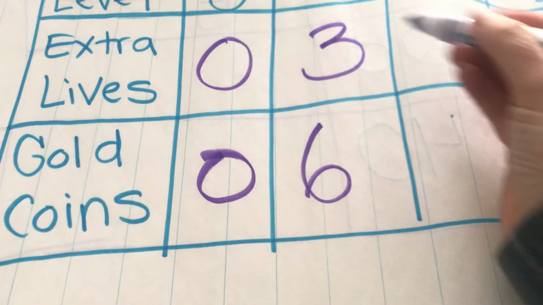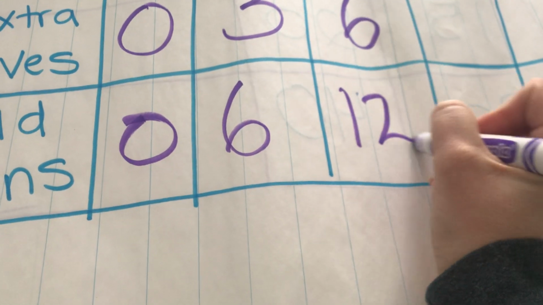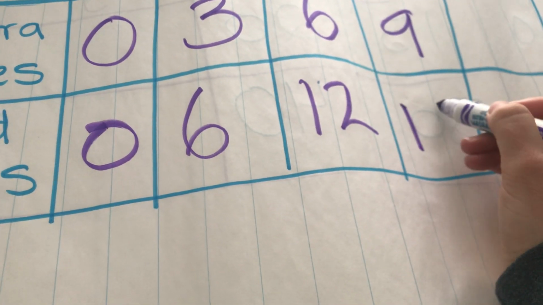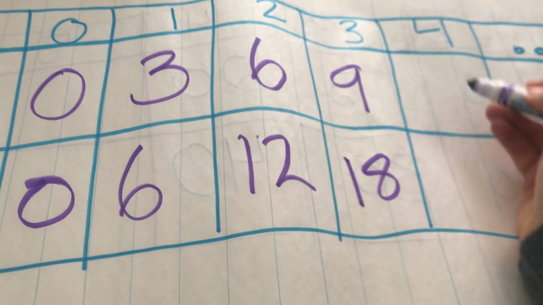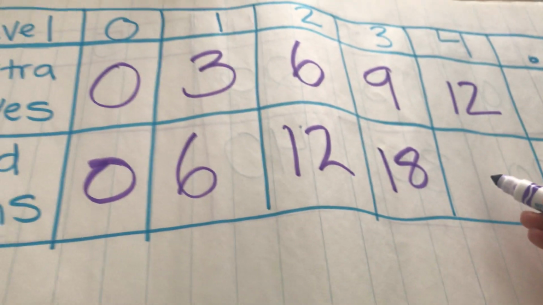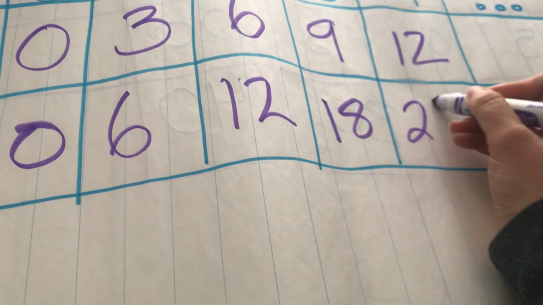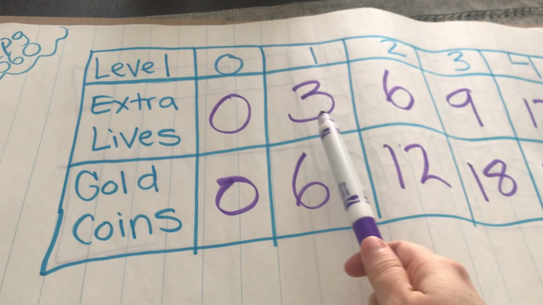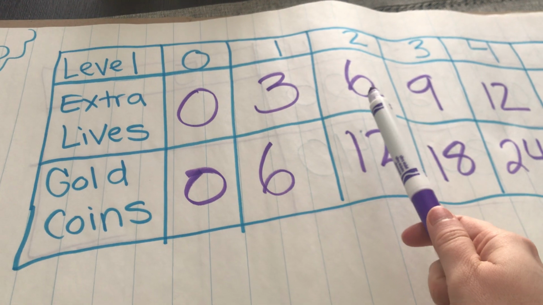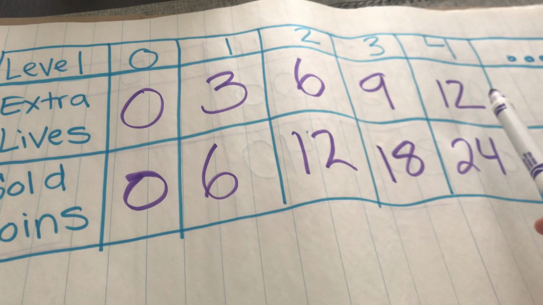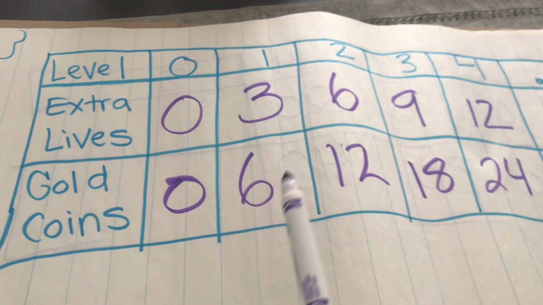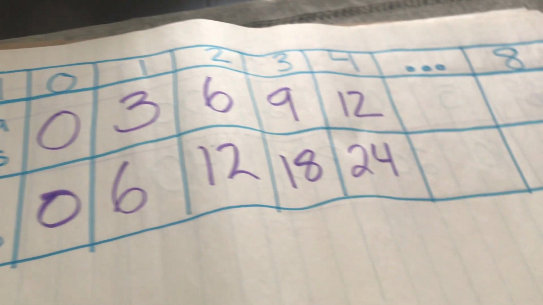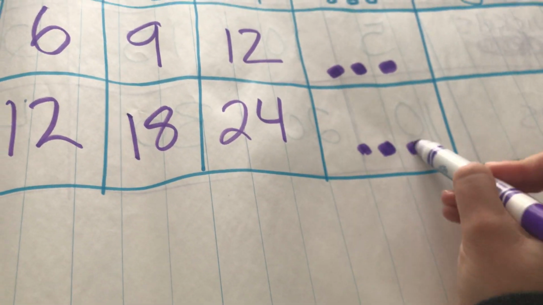So level 2, if you complete 2 levels, I'm going to just double this. I will get then 12, and then 9, 18, for level 4, 12 extra lives, and 24 gold coins. How I got these numbers was figuring out that every time you completed a level, you get 3 extra lives. So I completed 1, so I got 3. I completed 2 levels, so I got 3 more. I completed 3 levels, so I got another 3. I completed 4 levels, and I got another 3. Same thing with the gold coins. Every level you complete, you get 6 gold coins. So if I got 6 here, then I'm going to get 6 more, and then 6 more, and 6 more. So then I'm going to just draw my dots out to figure this out.